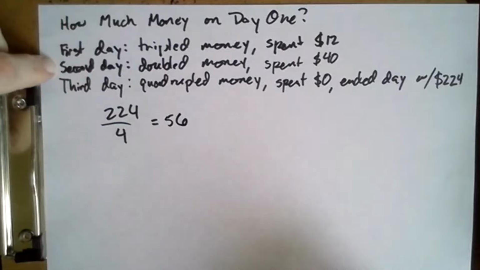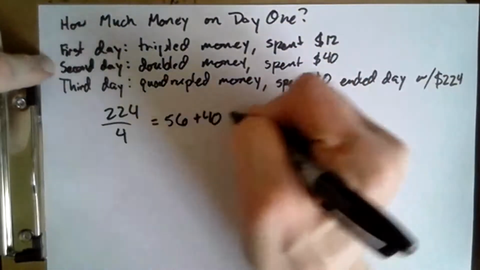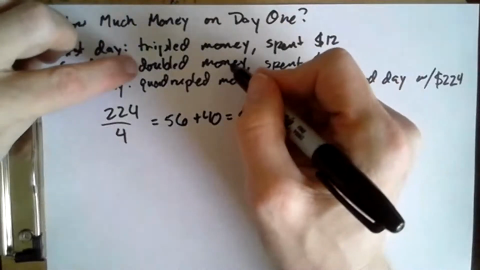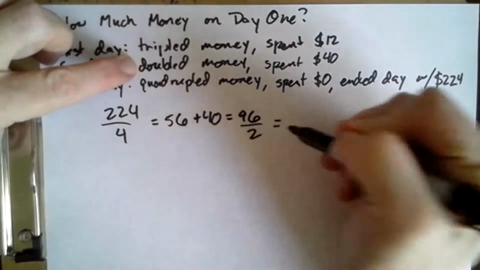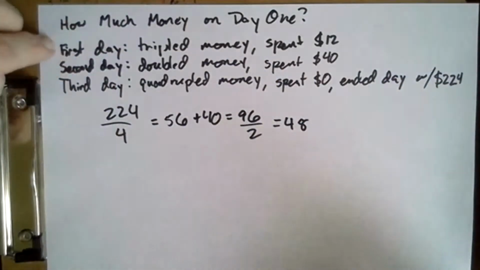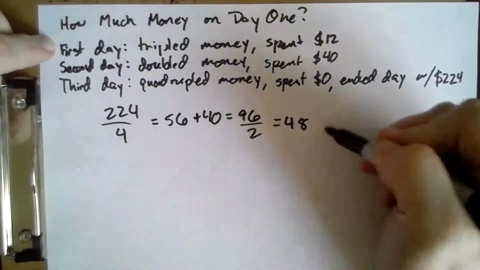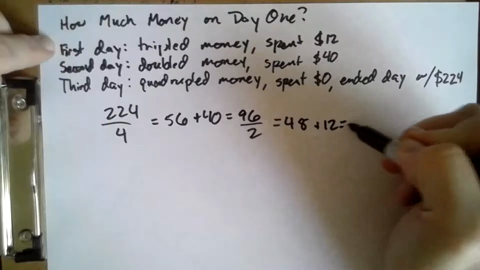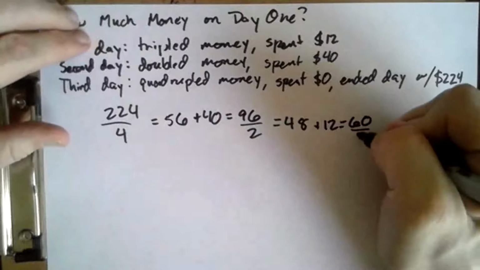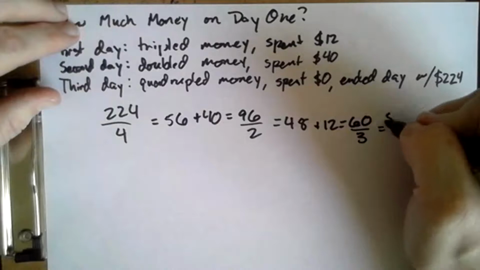That brings us back to the second day. The last thing he did on the second day was spend $40, which gives him 96. And then he had doubled the money, so we divide that by 2 to get the amount of money he started the day with. That would have been 48. On the first day, he spent $12. So we add 12 to this to get 60. And we see that he tripled the money he brought with him. Divide by 3 and get $20 that he started with.